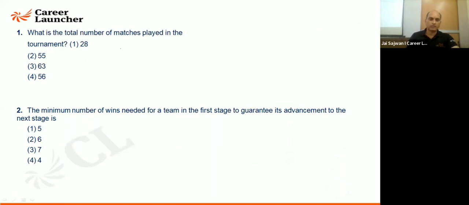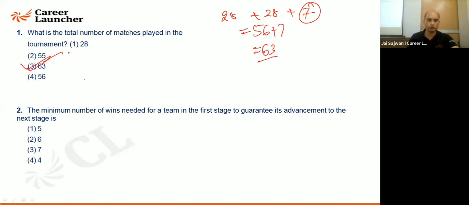What is the total number of matches played in the tournament? I have already told you 28 in Group A, 28 in Group B. And you remember that in stage 2, 7 matches are there. That is 56 plus 7 is 63. The answer is overall 63 matches are going to be played. I believe it is clear to you.